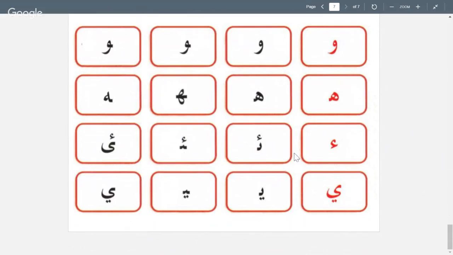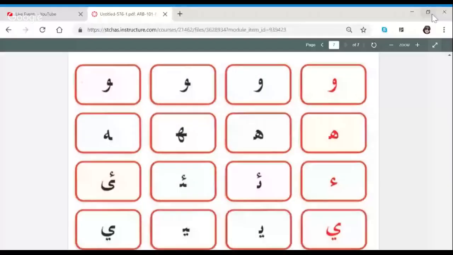Okay. And then our last one is ya, and ya in isolation. Ya at the beginning of a word gets much smaller. It looks like ba, ta, and tha. Ya in the middle of a word, and ya at the end of the word. Okay? I know that's a lot. It's hard to remember, I know.